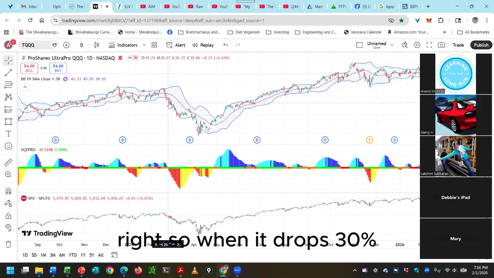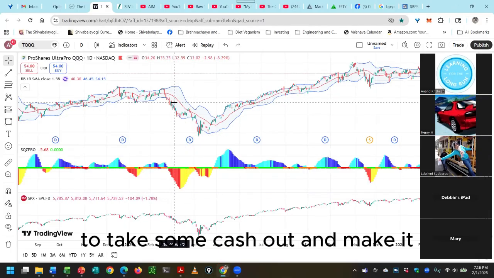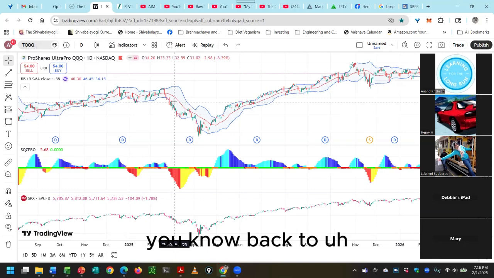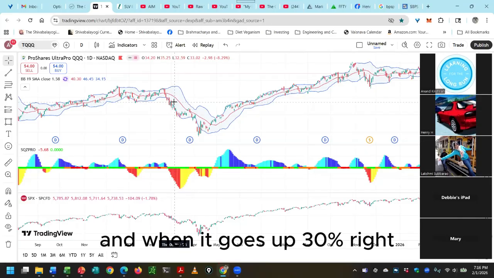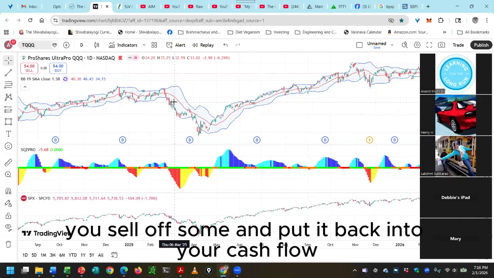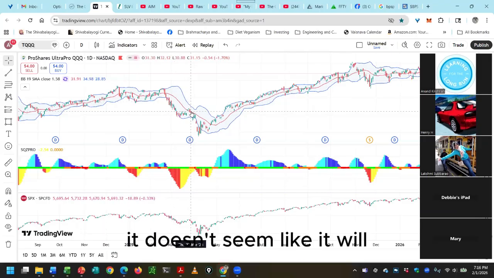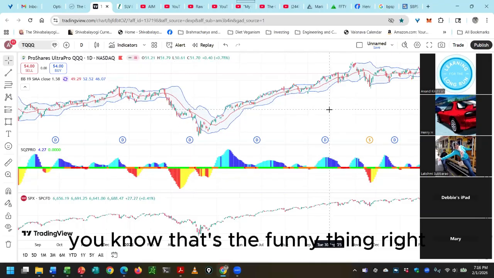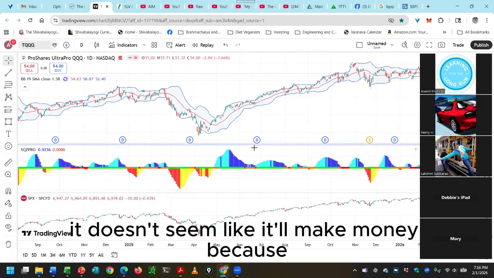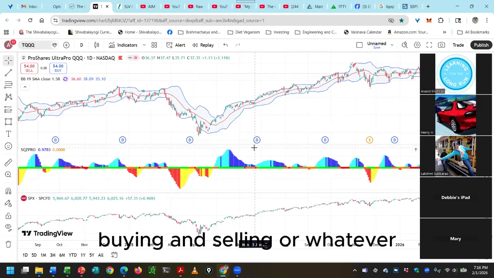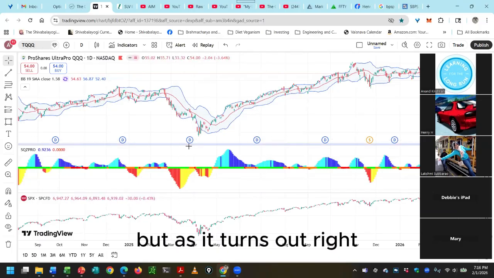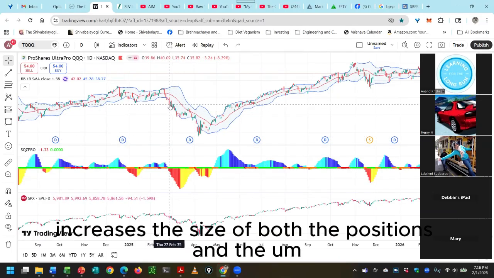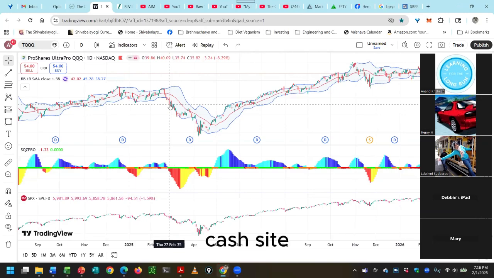So when it drops 30%, you buy enough to take some cash out and make it back to the 50-50. And when it goes up 30%, you sell off some and put it back into your cash. It doesn't seem like it will make money, that's the funny thing, because you're like, oh, I'm just buying and selling. But as it turns out, it actually increases the size of both the positions and the cash side.